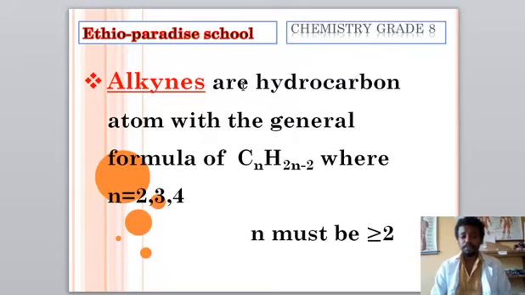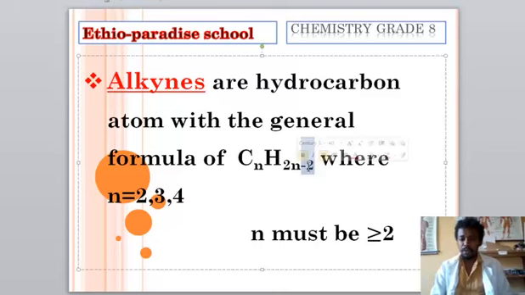The third classification of hydrocarbons is the alkynes. Alkynes are hydrocarbons with the general formula CnH2n-2. Here it is -2. In alkanes it is +2. In alkenes there is no plus or minus 2, but in alkynes there is -2, where n can be 2, 3 or 4, as in the case of alkenes. So n must be greater than or equal to 2.